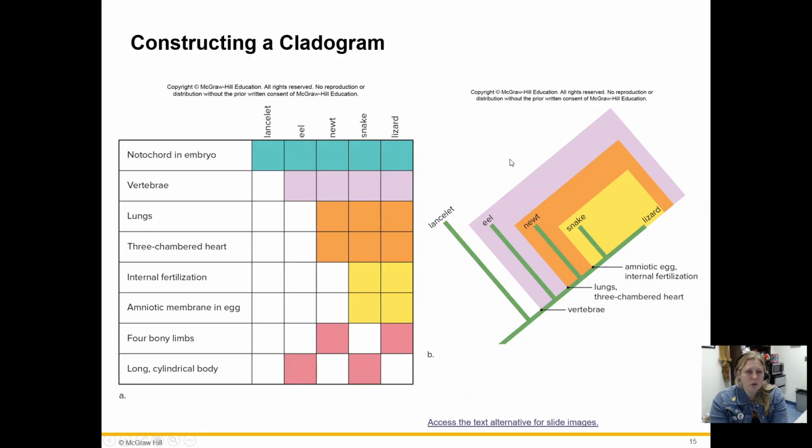Okay, they all have a notochord. Cool. I'm not going to put that on here because that's going to be an early trait that was shared by a common ancestor. But if I look at my next thing, vertebrae, lancelets don't have vertebrae. So they become what's called the out group, or my first group that's the most ancestral, the oldest group. Okay, they're not going to have any of the other traits that I'm interested in.